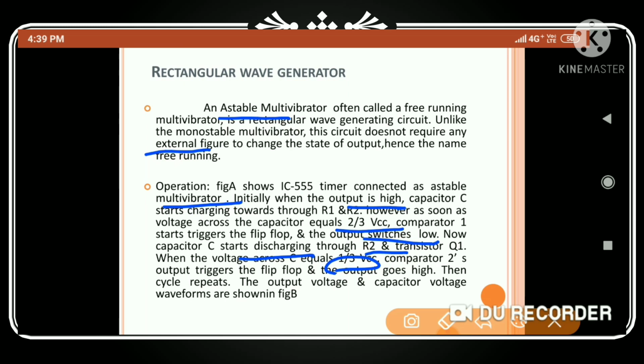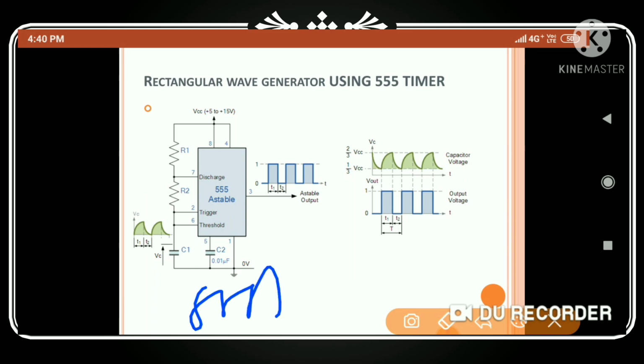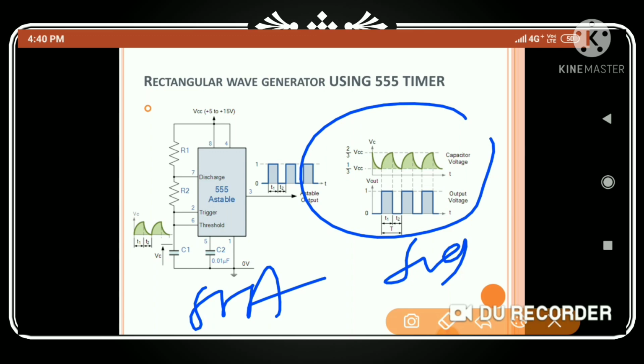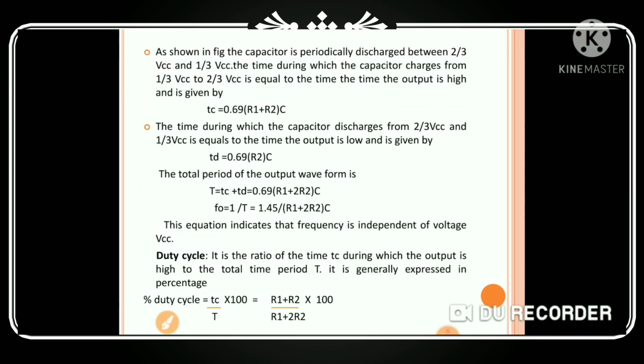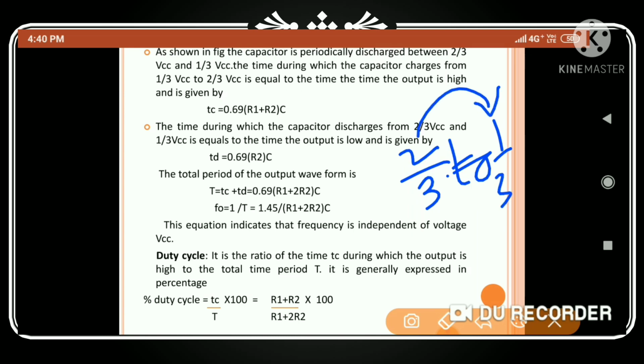The output voltage and capacitor voltage waveforms are shown in figure B. That means this one only. This is figure A and this is figure B. These are the waves. Understood, I think. So you can see here the time period of both. As shown in the figure, the capacitor periodically charges and discharges between 2 by 3 VCC and 1 by 3 VCC. Discharging means it goes from 2 by 3 to 1 by 3, no?